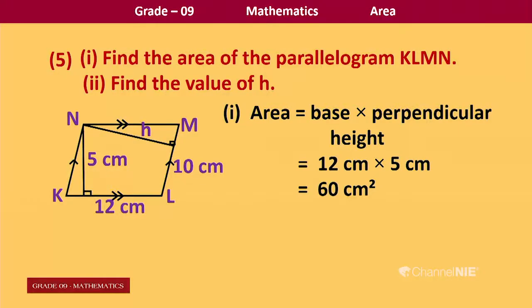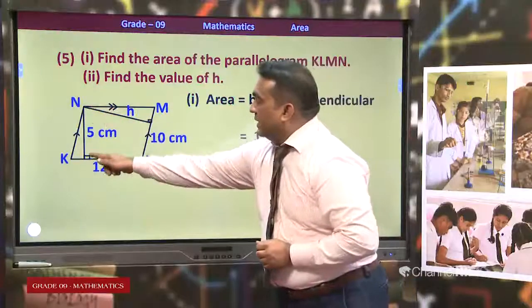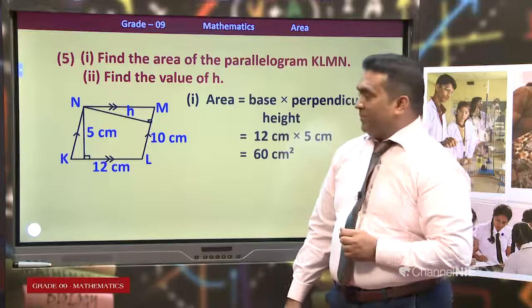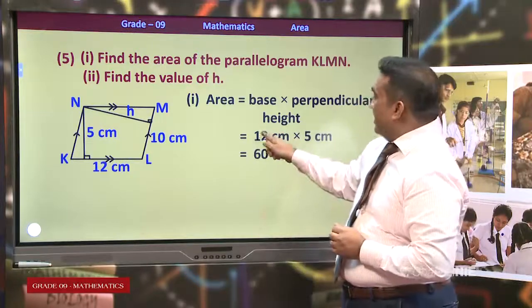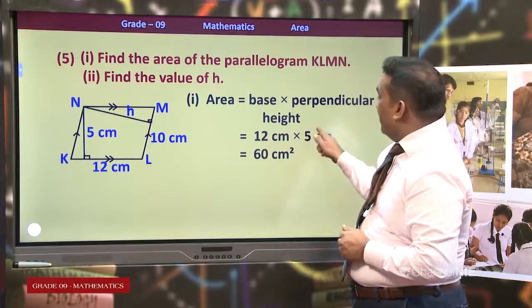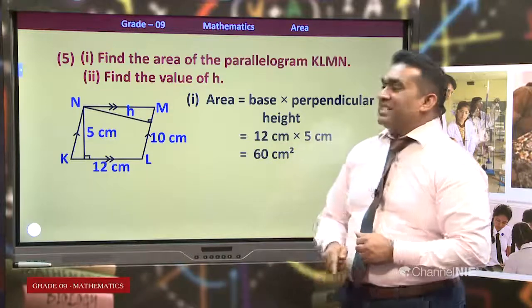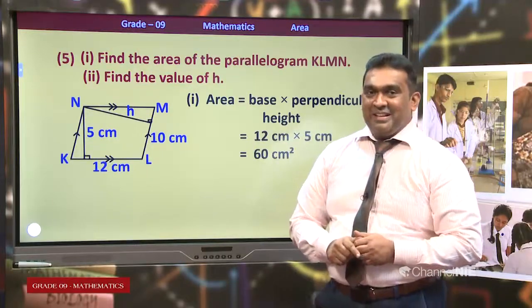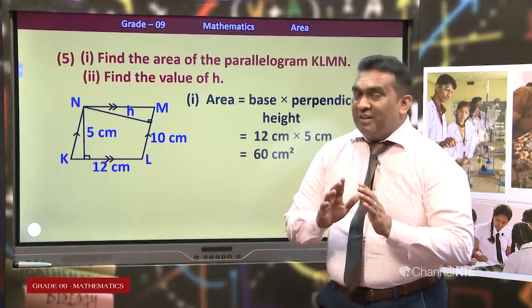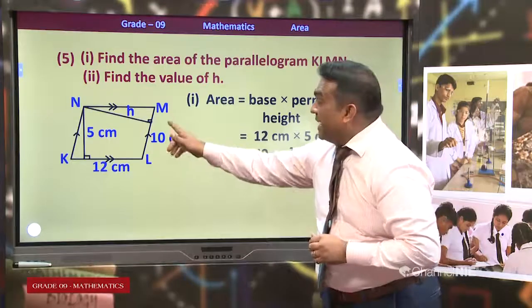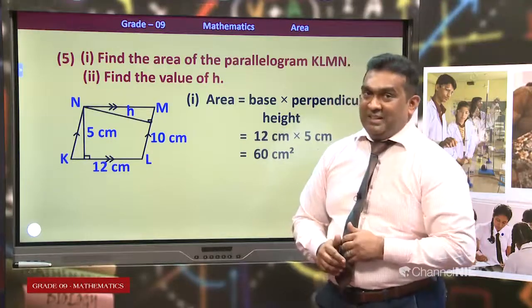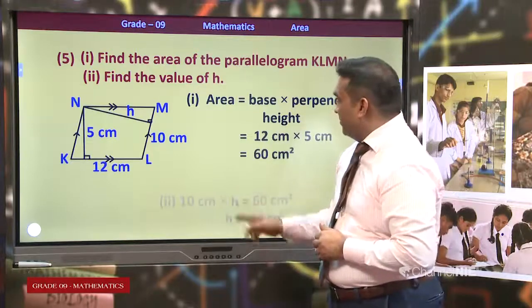Area equals base into perpendicular height. Base is 12 centimeter, perpendicular height is 5. Here base 12, perpendicular height is 5. Then 12 multiplied by 5, 60 square centimeters. Now there is another base and perpendicular height. We will see.